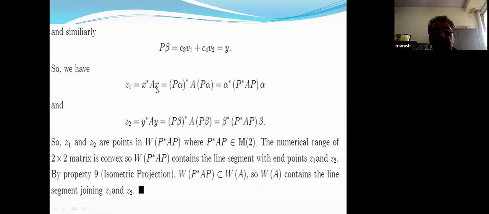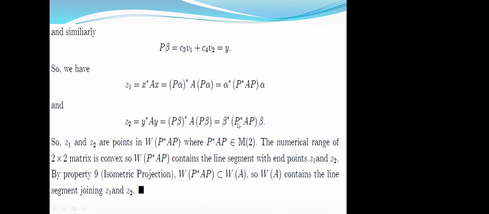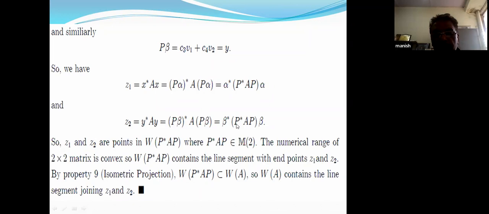Z1, X star AX, can be written as, in place of X, just write P alpha. And here P alpha star. So write this as alpha star P star. So this equals alpha star P star AP alpha. Similarly, Z2 can be written as beta star P star AP beta. Now note here that this P star AP is a 2 by 2 matrix.